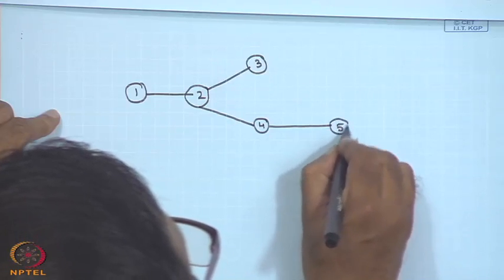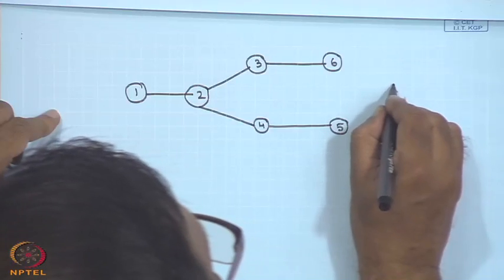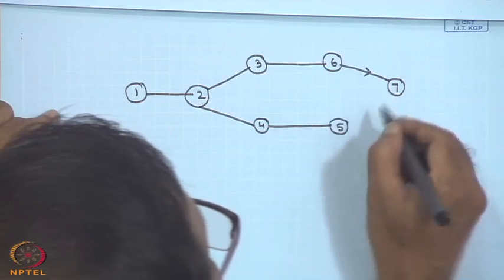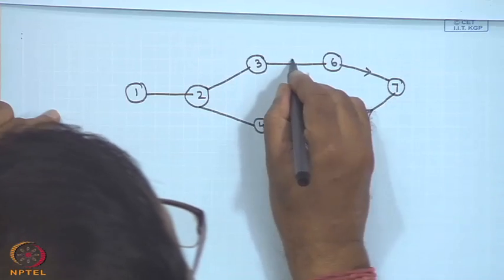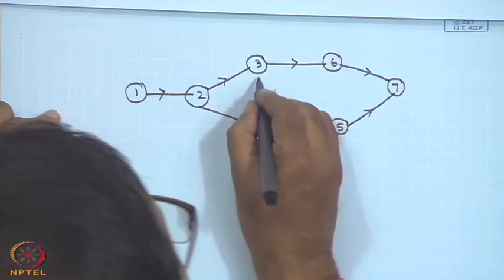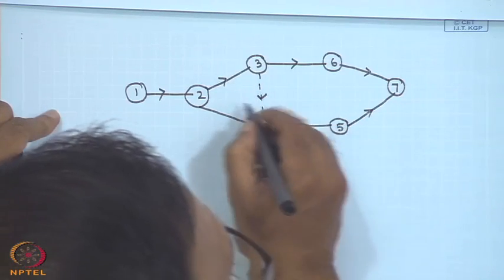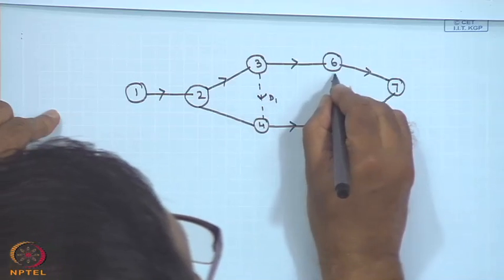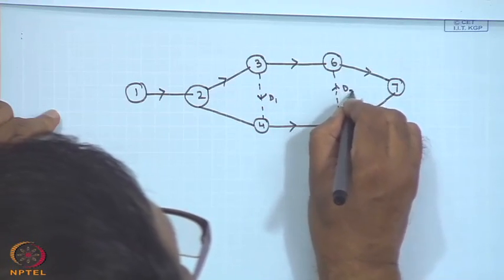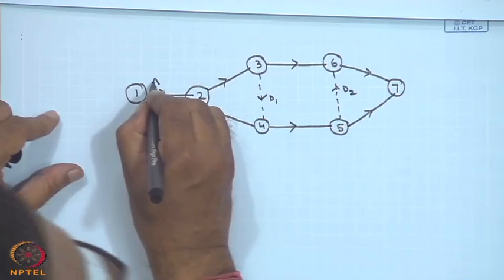So, 5 will come over here, 6 is here, your 7 will come, you are joining this. The arrows will be in this direction, there will be one dummy activity from 3 to 4 and there is another dummy activity that is from 5 to 6, therefore, this is your D 2. Now, for 1 to 2, basically it is the activity A.